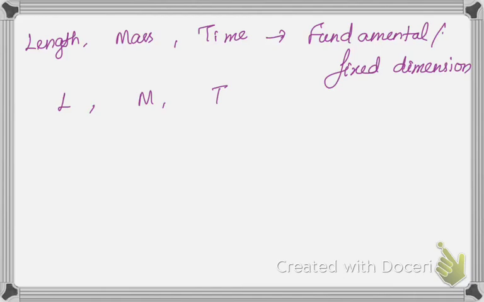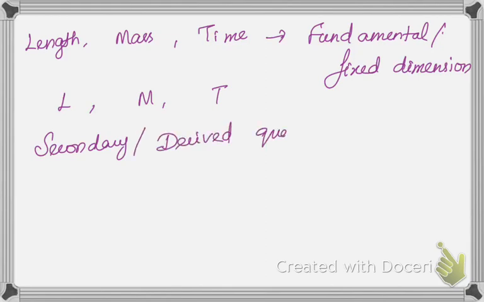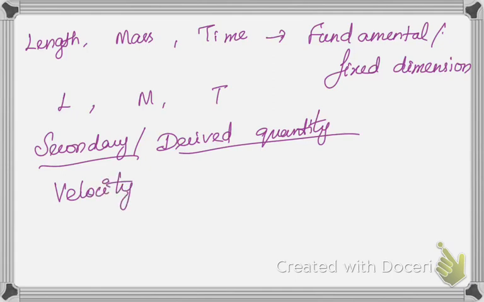The second kind we call secondary or derived quantities. So this is the fundamental one, and next is the secondary or derived quantity. I'll quote a simple example. Say you have to derive the dimension for velocity. What is velocity actually? Velocity or speed is nothing but distance by time taken.